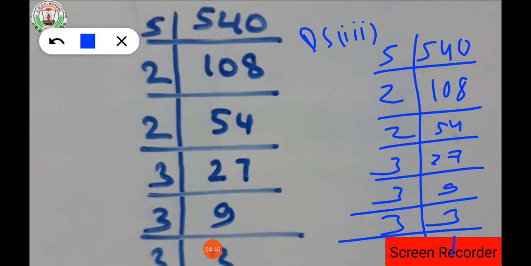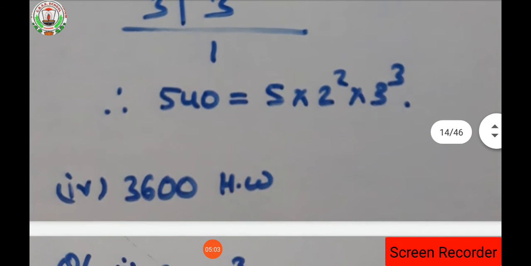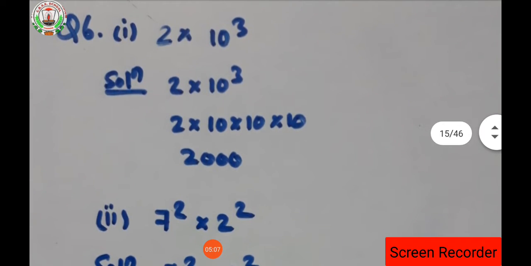So what will be the exponential form of this number? It will be 2 to the power 2 into 3 to the power 3 into 5 to the power 1. So this is the required answer for the question. Clear everyone? The question number 5 fourth part, that is 3600, is your homework. Try to do it as homework.